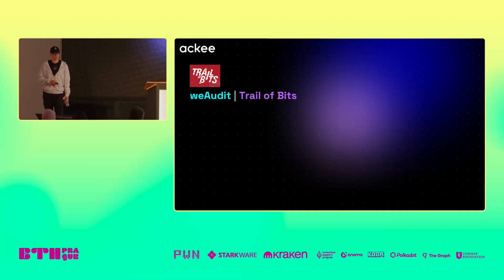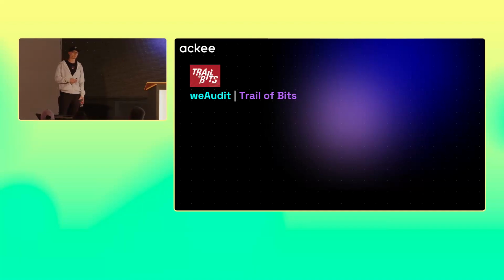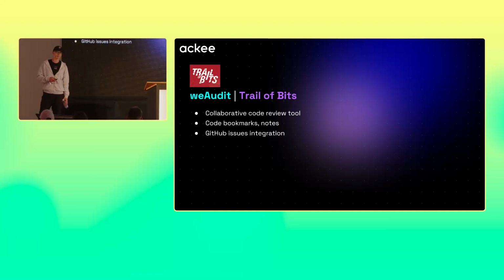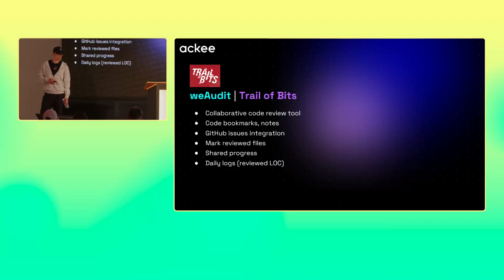The next extension is not focused on development or security itself, but more on a more seamless auditing process. So it's a collaborative code review tool where the team of auditors can collaborate and make notes to the code. And it has a very good GitHub issues integration. So from the extension, you can create new GitHub issues. You can mark reviewed files, and this progress is even shared across the auditors team. And also there are some daily logs where you can see your progress by reviewed lines of code.